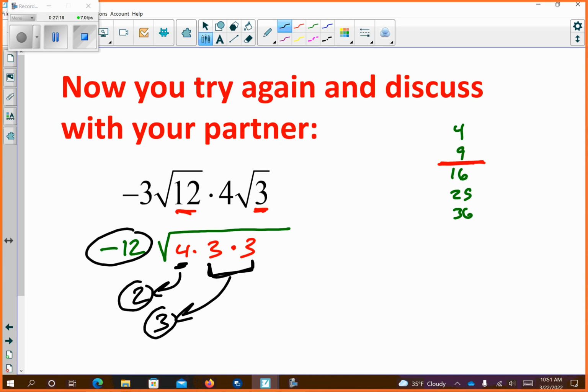Let's do a little math. Negative 12 times 2, that's negative 24. Is that okay? And then negative 24 times 3 is negative 72. And there's no longer a radical needed. We had perfect squares underneath this. Now, some of you might be looking at this problem going, yeah, but if I multiply 3 and 12 together, I'd get 36.